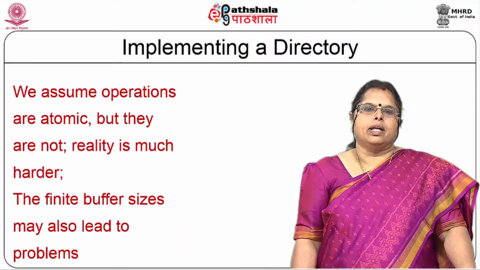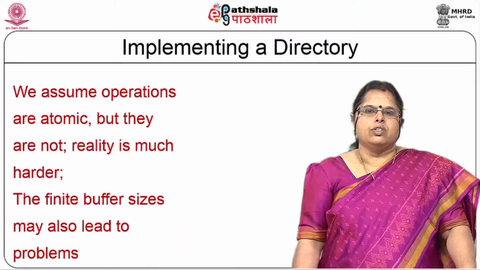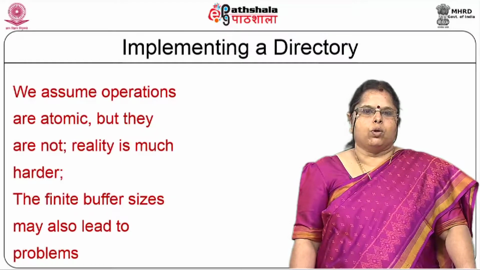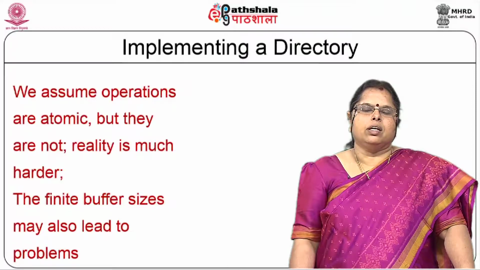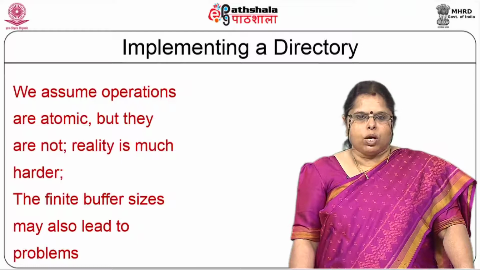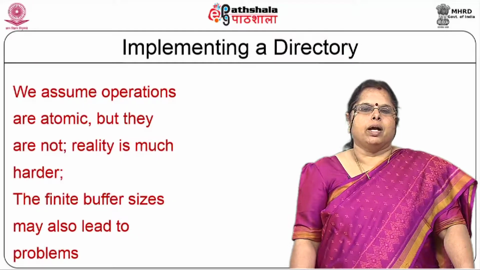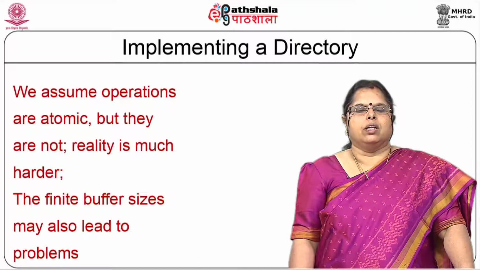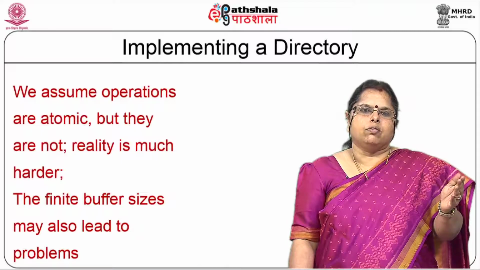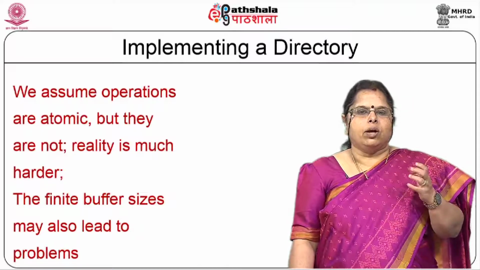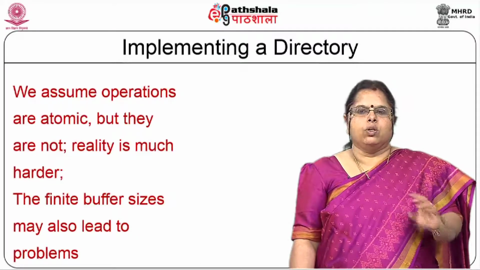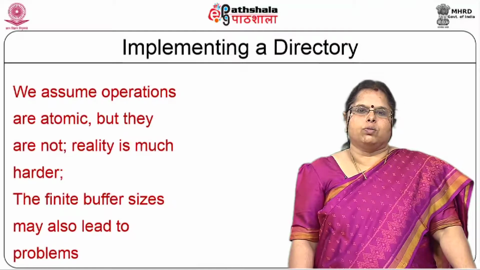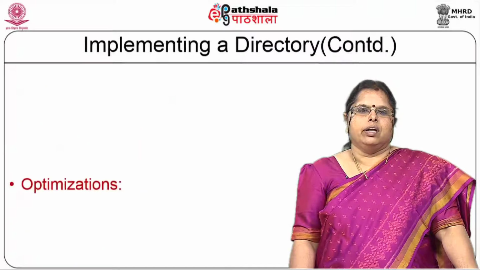Now, implementing a directory: the implementation issues associated with a directory based protocol. We again assume that operations are atomic, but they really are not atomic in reality; they are much harder to implement. That is one problem. The second problem is the finite buffer sizes, because you are going to have a lot of messages being transmitted and you have a finite buffer. So, this finite buffer size will also lead to problems. When you are implementing a directory based protocol, you will have to take care of these issues.